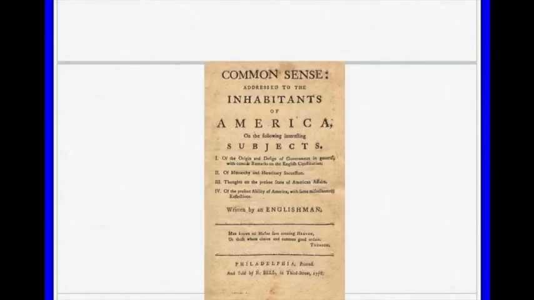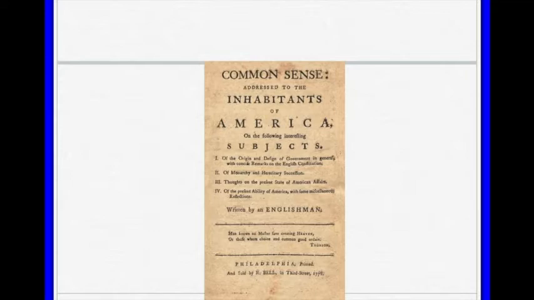I mentioned that the American Revolution was not initially about the colonists seeking independence from Britain. There were a number of people who did not want independence from Britain. They were called the Loyalists. But there were others who did want independence from Britain. And one of those people was Thomas Paine.